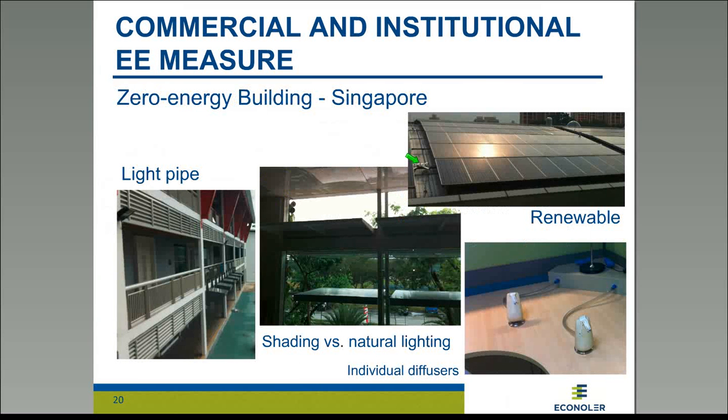So this is another example, one building that I visited last year in Singapore. So you have the combination of natural lighting using light pipes.